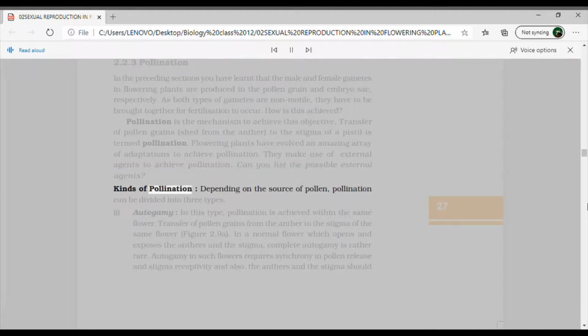Kinds of pollination. Depending on the source of pollen, pollination can be divided into 3 types. Autogamy. In this type, pollination is achieved within the same flower. Transfer of pollen grains from the anther to the stigma of the same flower, figure 2.9a. In a normal flower which opens and exposes the anthers and the stigma, complete autogamy is rather rare.